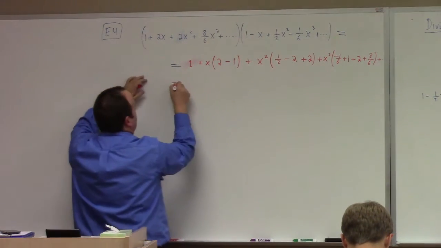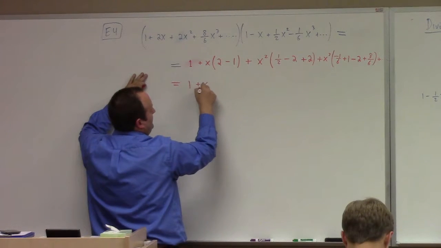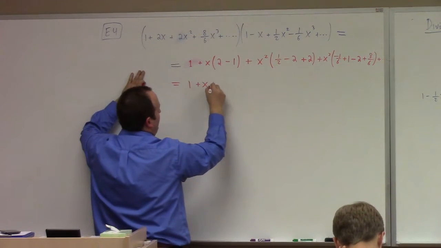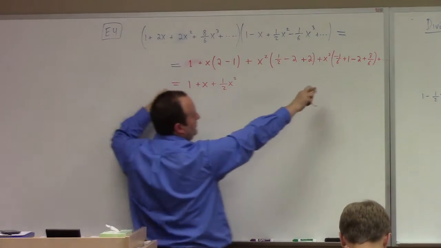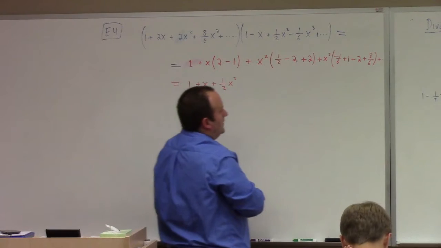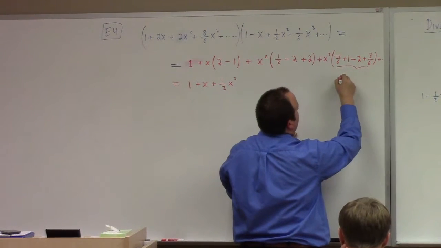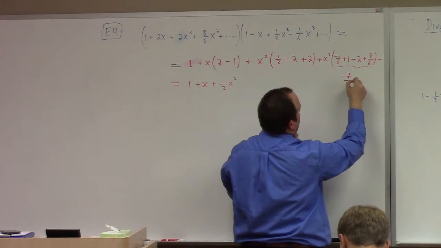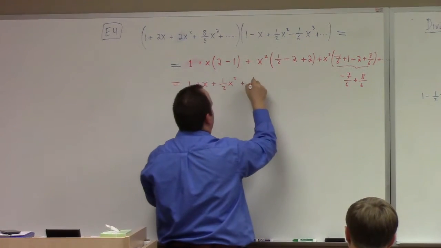So what do we got? We've got 1 plus x. The 2's cancel, plus 1/2 x squared, right? And what happens over here? Let's see, let me do a little math here. This is minus 7/6 plus 8/6, also known as 1/3 factorial.